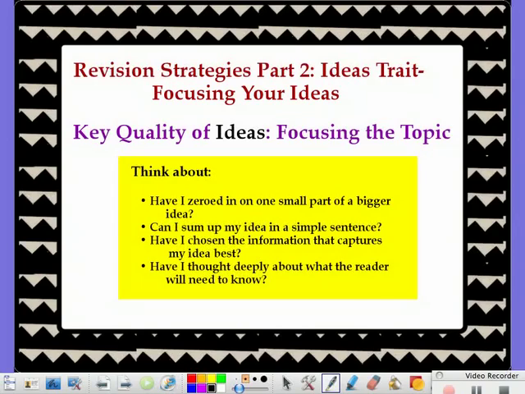One major aspect of the ideas trait of good writing is that you have actually thought about how to focus it, zeroing in on that one small part of a big idea. Can your reader sum your idea up in a single sentence? Remember that was a problem with Chicken Soup for the Soul? We're talking about information that captures your idea best, and we're talking about, have you given it some thought? Have you included everything in your paper that your reader is going to need to know?